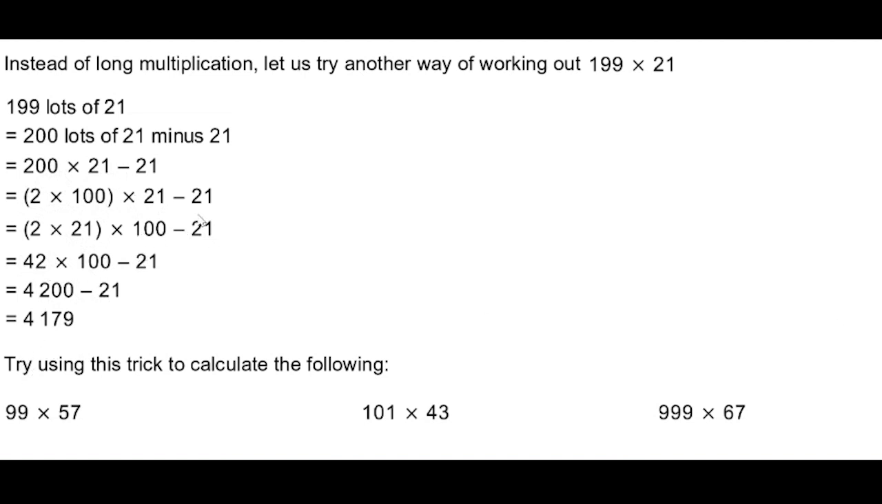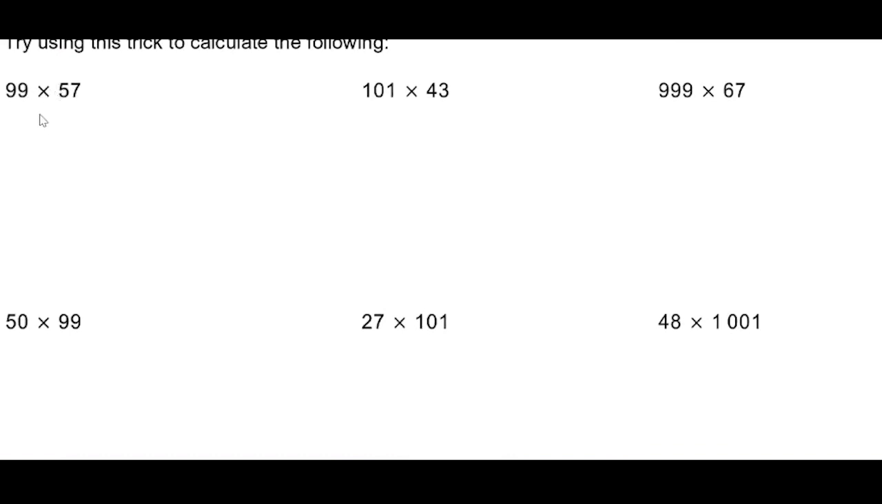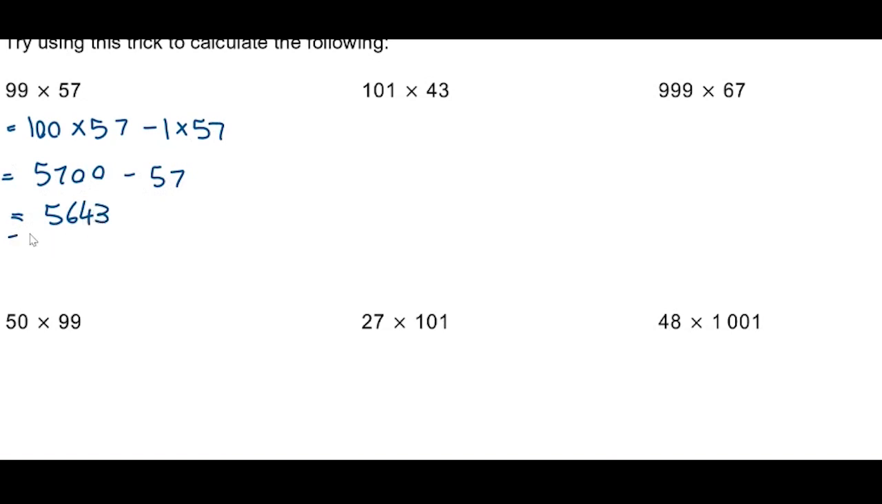Let's just try doing some of these like this. So if we had 99 times 57, that's just going to be 100 lots of 57 minus 1 lot of 57. Right? So it's actually going to be 5,700 minus 57, which is indeed going to be 5643. Okay, maybe you try the next one, but let's have a look at it. Pause the video and then try it and then have a look.